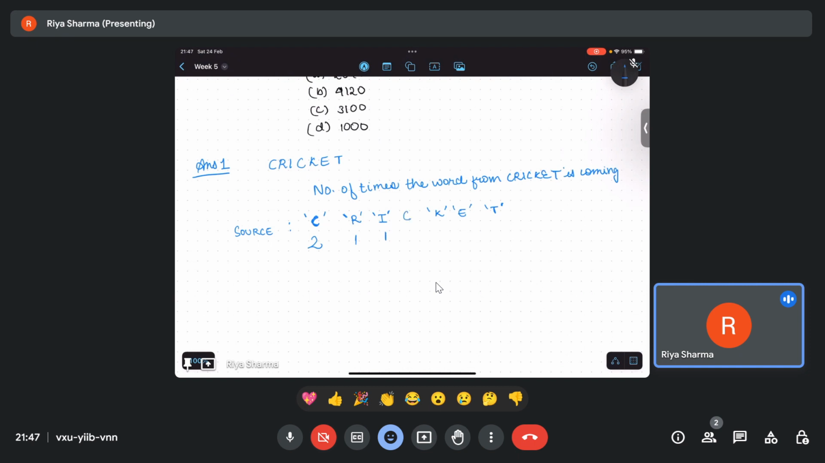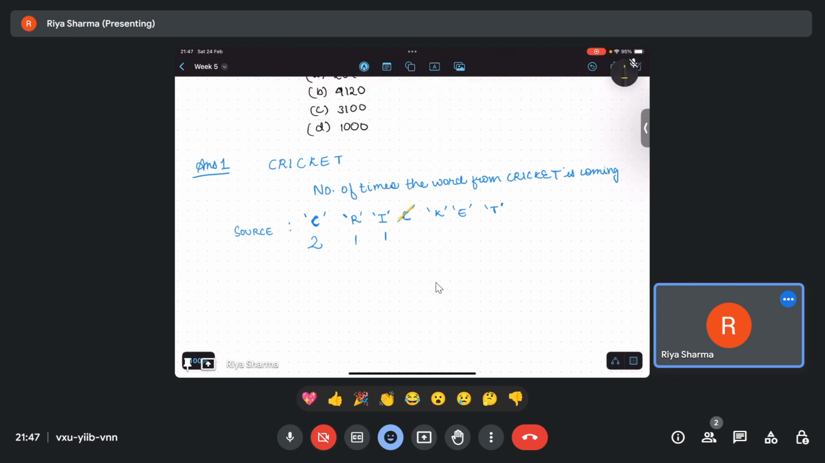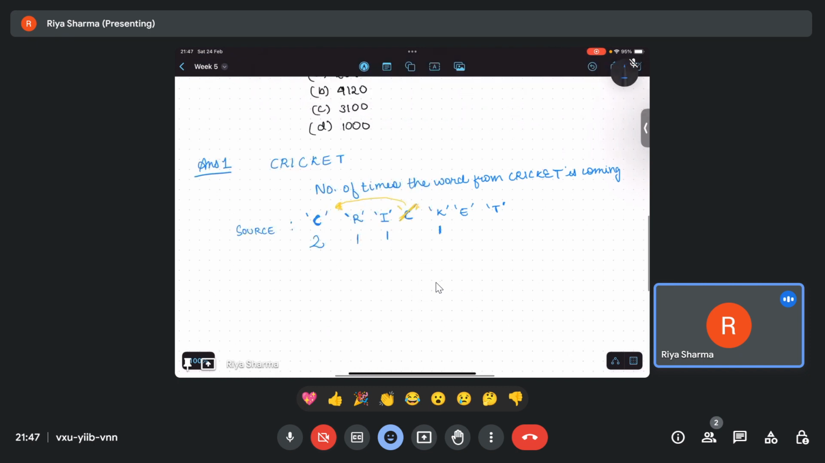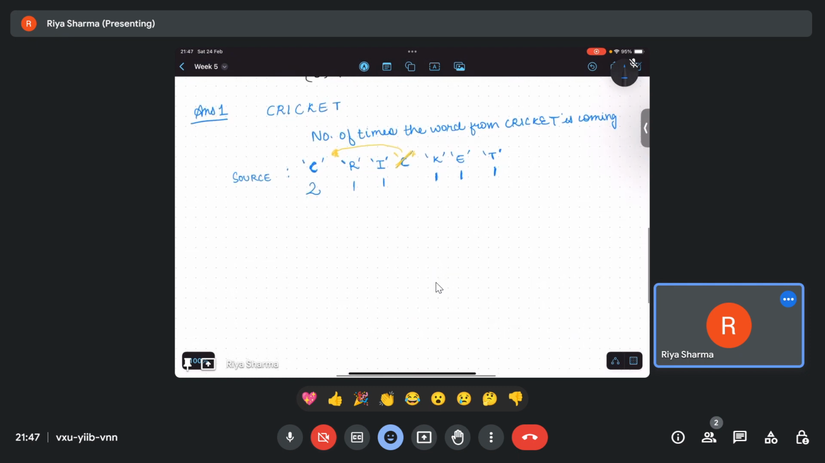Since C was already there, we cut it. So it's better to cut it with this, and I have counted here itself. Okay, coming back to our question, how many times is K coming? Only one time. T is coming one time. So from these letters, the number of ways.